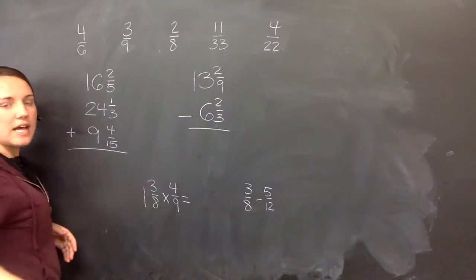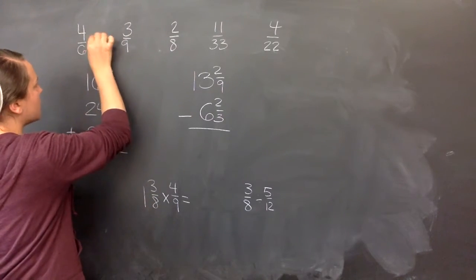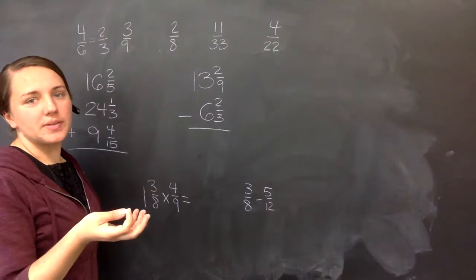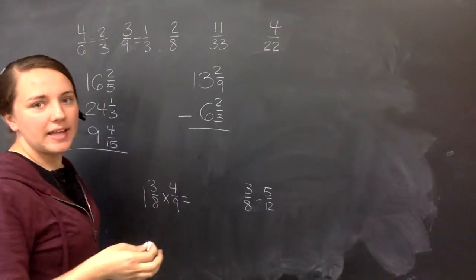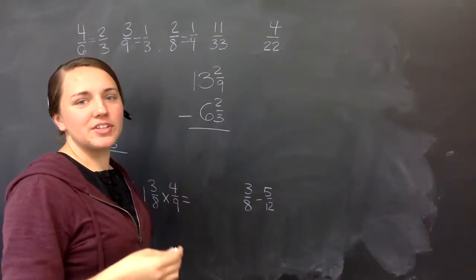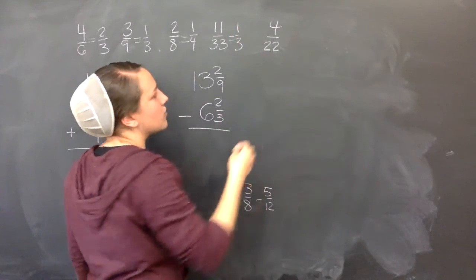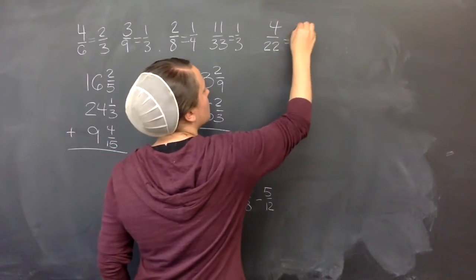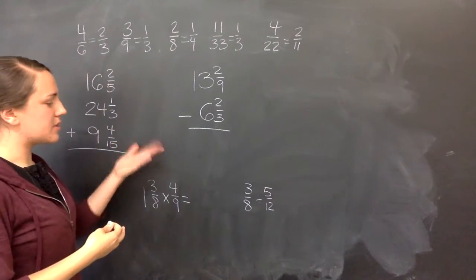4/6, how can you reduce that to the lowest terms? 2 goes into the numerator and denominator, so our new fraction would be 2/3. What about 3/9? Reduce that to the lowest terms. 1/3, 2/8. 1/4, 11/33. 1/3, and 4/22. That will be 2/11.